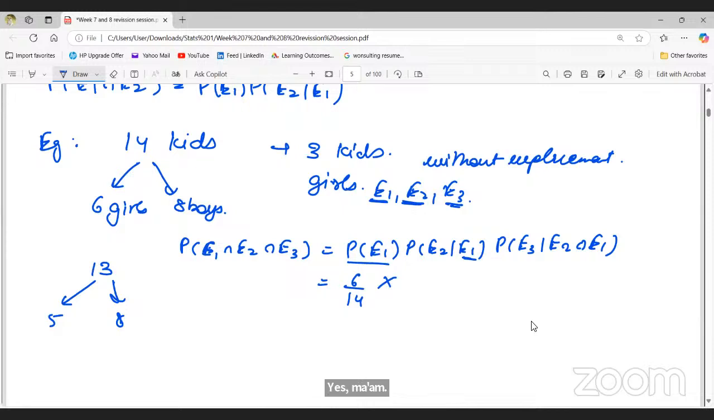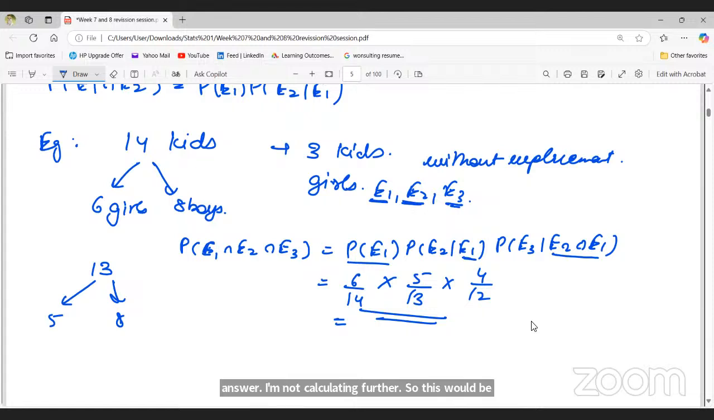So what will be the probability now of selecting the second kid as a girl? 5 by 13. Then the third, given the intersection of E1 and E2, that means the condition, is 4 by 12. So this would be the answer. I'm not calculating further. Now you got how to solve this question.